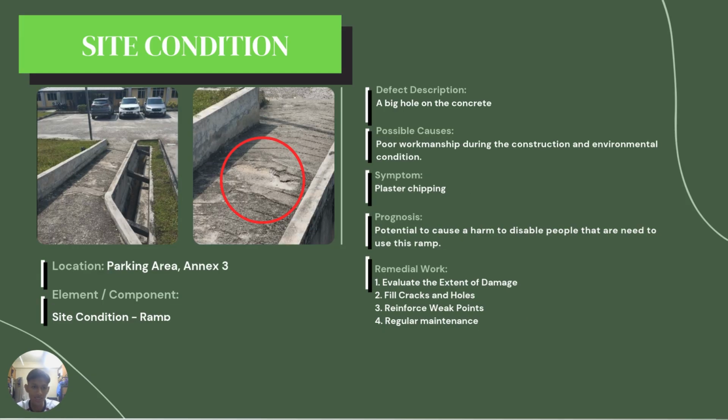So the last one, the defect description for this last defect is a big hole on the concrete. This defect I found at parking area at my faculty, which is NX3. The element is site condition and component is ramp. Possible causes for this defect is poor workmanship during the construction and environmental condition. Symptom is plaster chipping. So the prognosis is potential to cause harm to disabled people who need to use this ramp. So remedial work we can do is evaluate the extent of damage, fill cracks and holes, then reinforce weak points and regular maintenance.